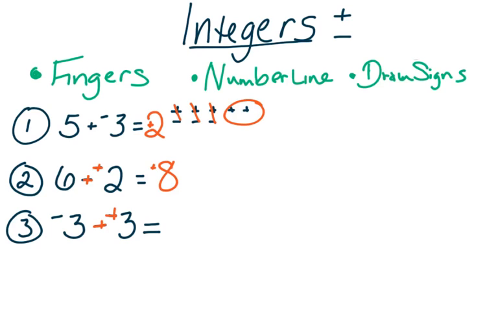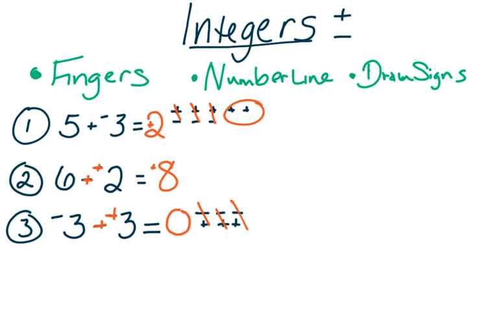So if I do my pluses and minuses, I have 3 minuses from the first number, 1, 2, 3. And I have 3 pluses from the second number, 1, 2, 3. And since we said a plus and a minus cancel each other out, what do we have left? Well, there's nothing left. So it's 0. All right.